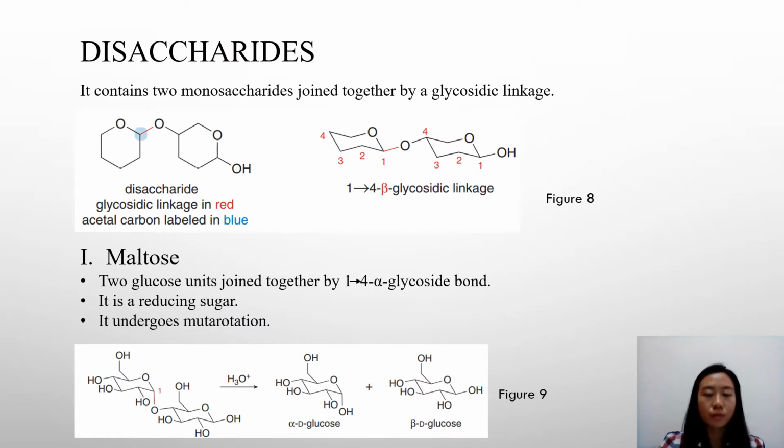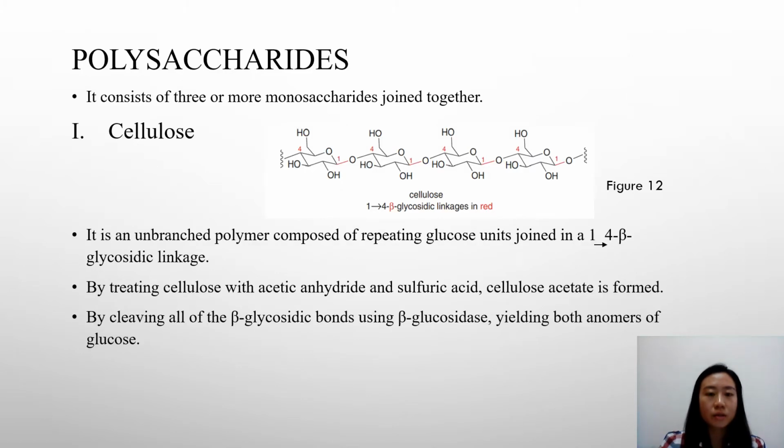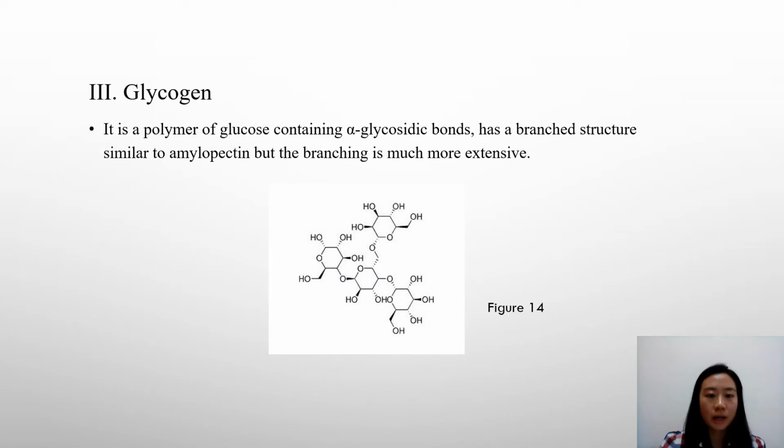A disaccharide consists of two monosaccharides joined together by a glycosidic linkage, for example maltose, lactose, and sucrose. Polysaccharides consist of three or more monosaccharides joined together, for example cellulose, starch, and glycogen.